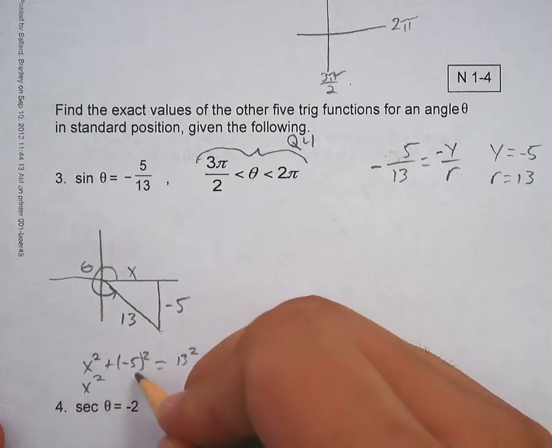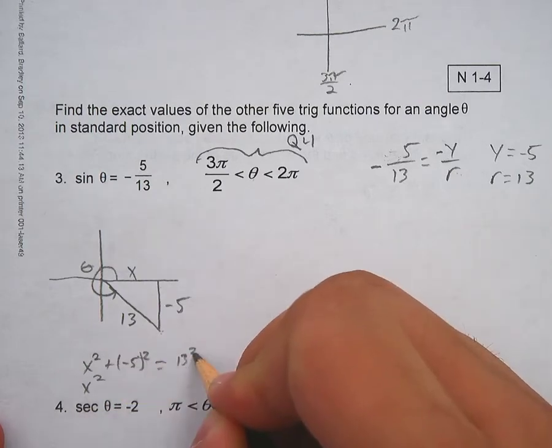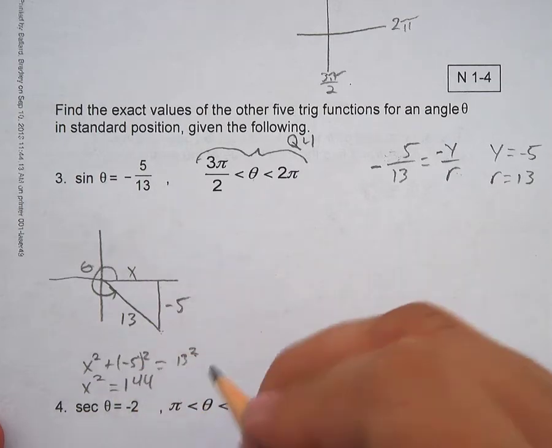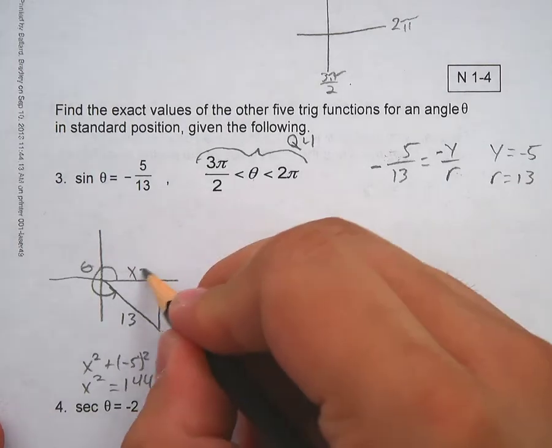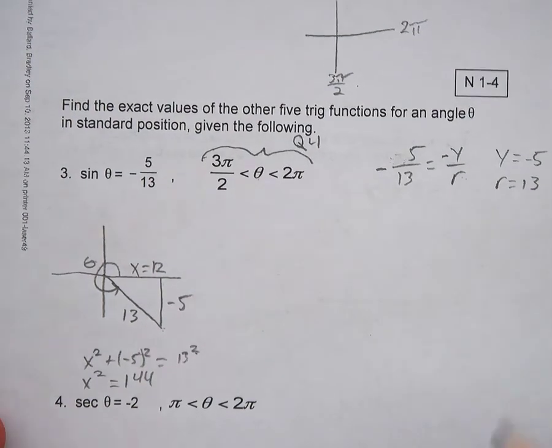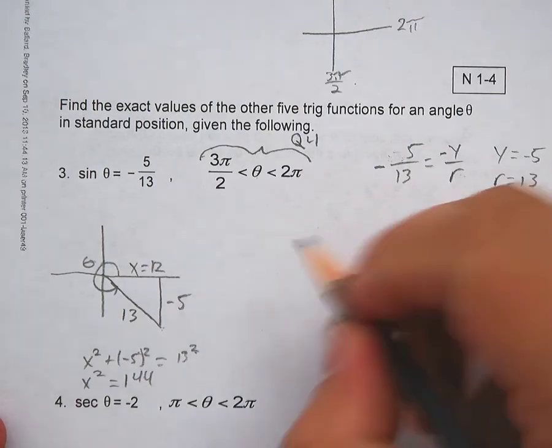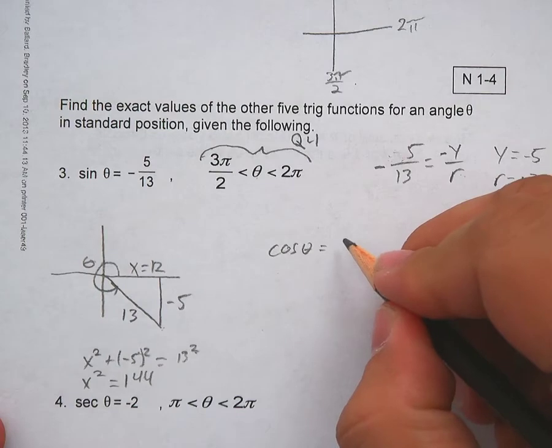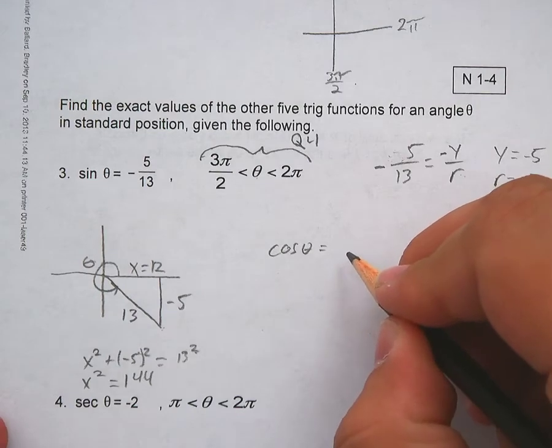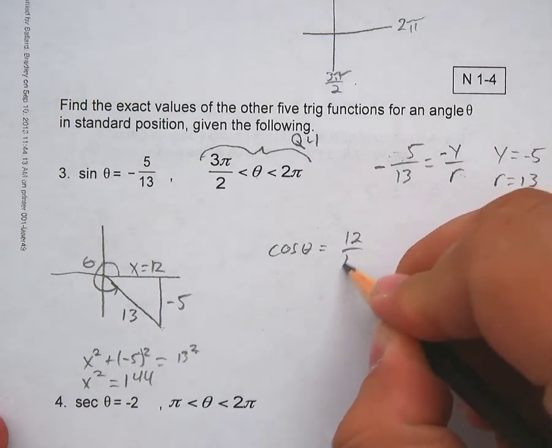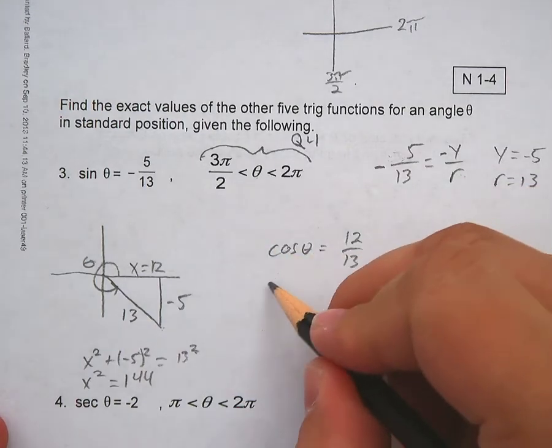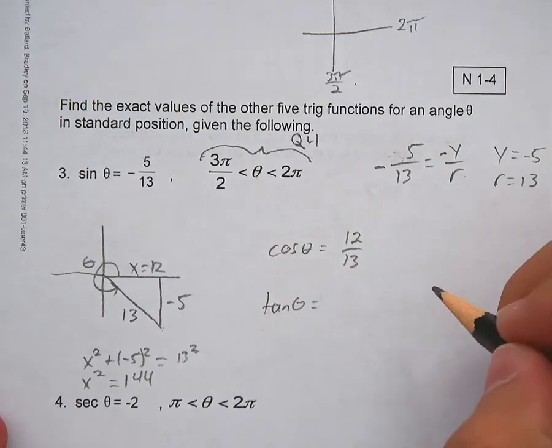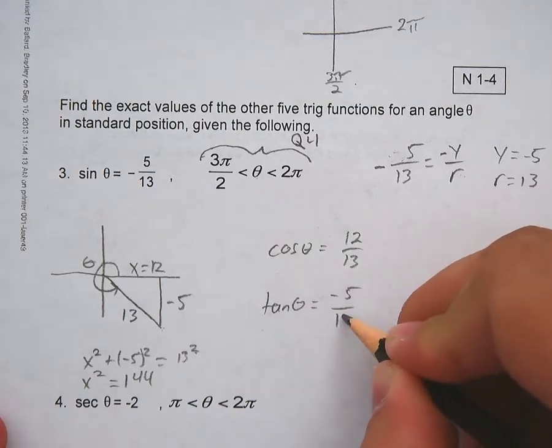X squared, this is 25, this is 169. So if you subtract your 25 over, you get x squared is 144, which means that x is 12. So very quickly then, we've got sine. Let's do cosine of theta is x over r, 12 over 13. Sine was already given to us. We've got tangent of theta is y over x, negative 5 over 12.